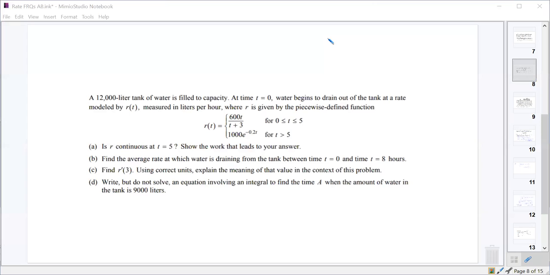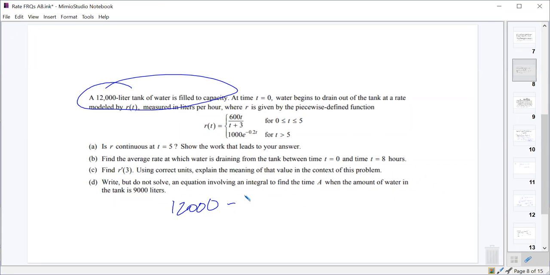Okay. So you just wanted part D for this. So we want to write an equation involving an integral to find the time when the amount of water in the tank is 9,000 liters. So in order to figure that out, we need to have an equation with an integral that represents the amount of water in the tank.